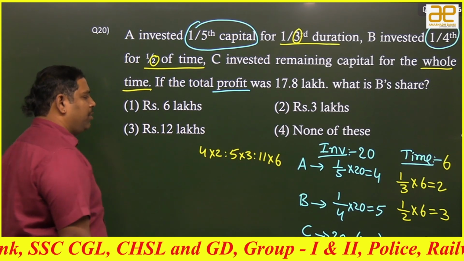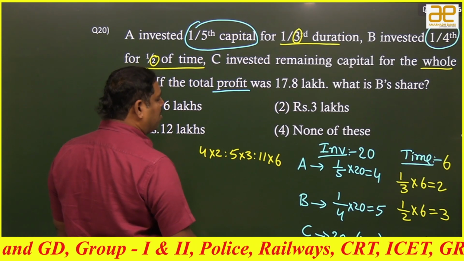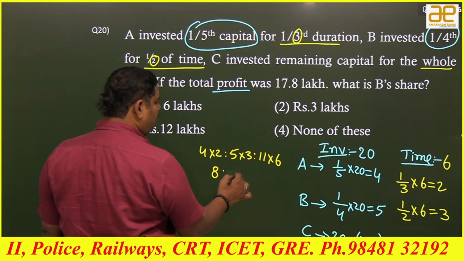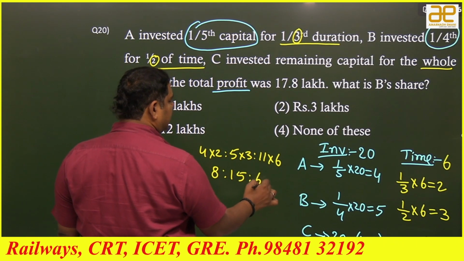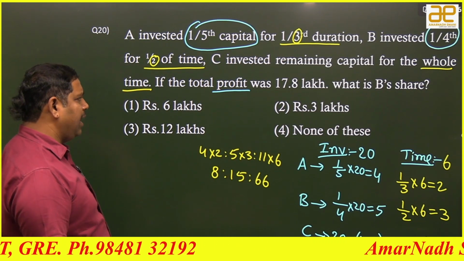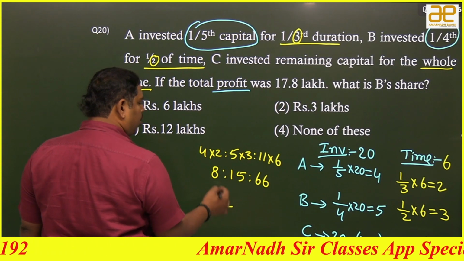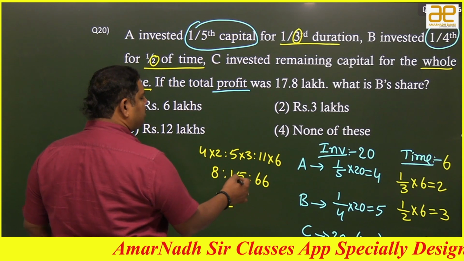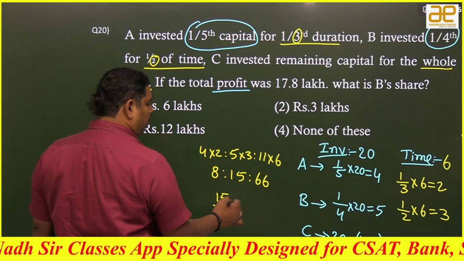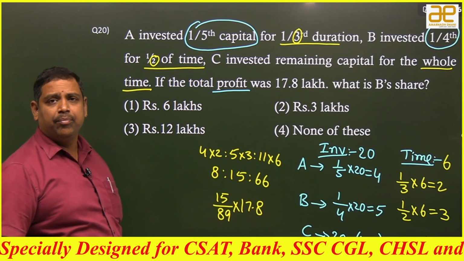In this ratio they have to distribute, right? Happily cancel with the 2, nothing is possible. So it will be 8 is to 15 is to 66. In this ratio they have to distribute the profits. Total profit is 17.8 lakh. B's share means 15 out of the total, so you have to add: 8 plus 15 is 23, 23 plus 66 is 89, into 17.8 lakhs.